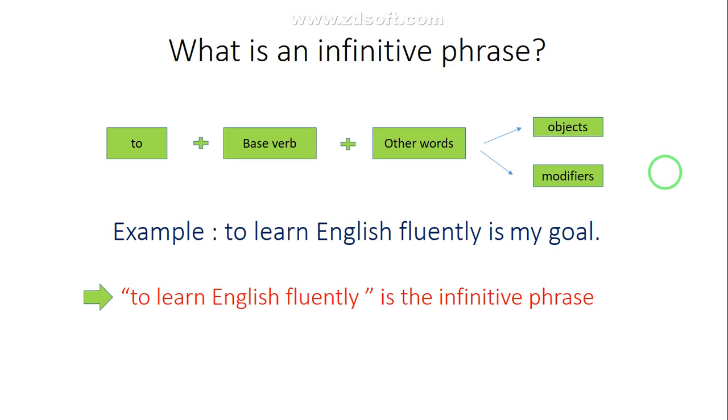What is an infinitive phrase? Well, an infinitive is formed with to plus base verb, but an infinitive phrase is formed with to plus base verb plus other words. It can be objects, it can be modifiers. Let's look at this example. To learn English fluently is my goal. As you can see, "to learn English fluently" is our infinitive phrase and it is acting as a subject in this sentence.